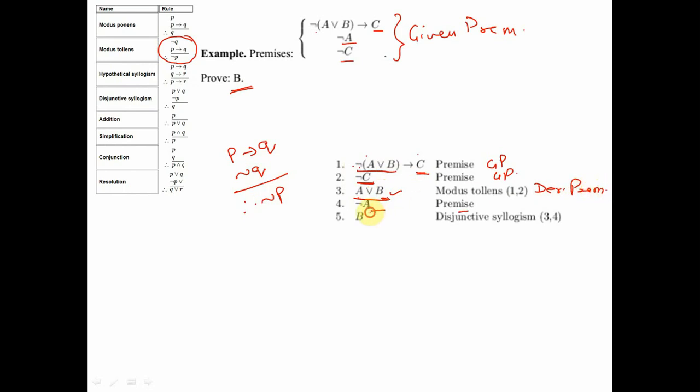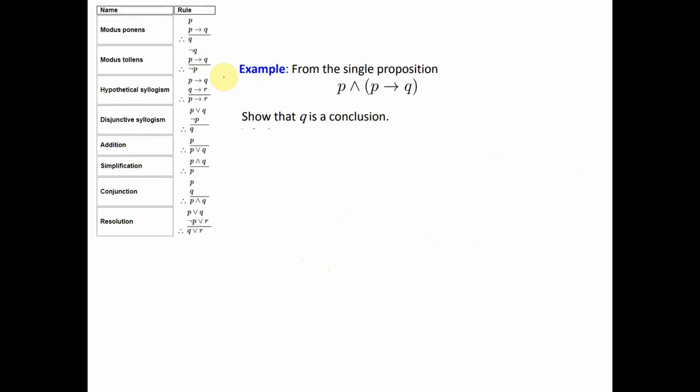and I have negation of A as the given premise. Right? So I have A or B and I have negation of A, so I have B from disjunctive syllogism, which is the required conclusion. Right? Let's see yet another example.